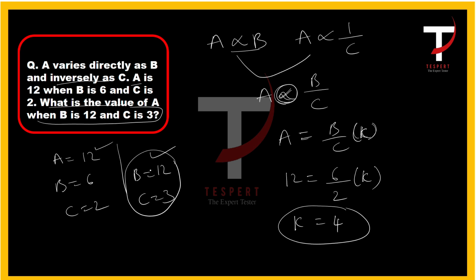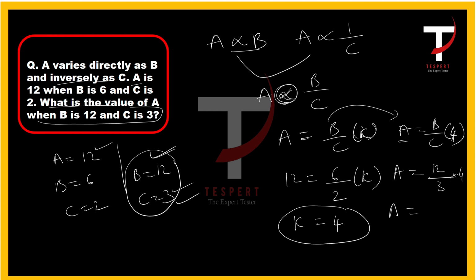Now let's find out when B is equal to 12 and C is equal to 3. So take the same expression, which is this one. A is equal to B by C into K. K is 4, right? A is equal to, what is B? B is 12 by, what is C? 3 into 4. Now A is equal to 16.